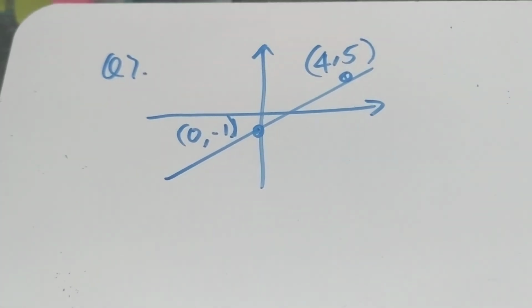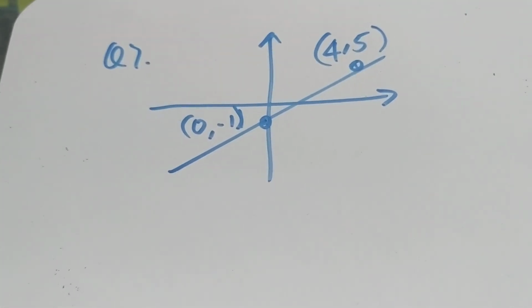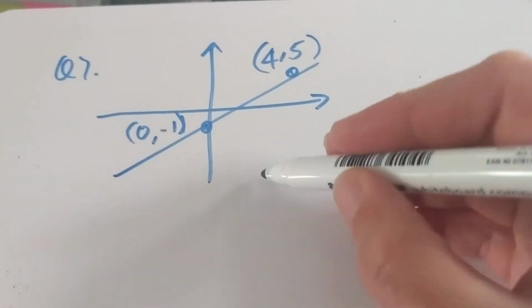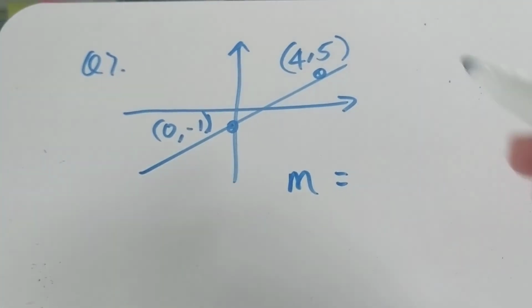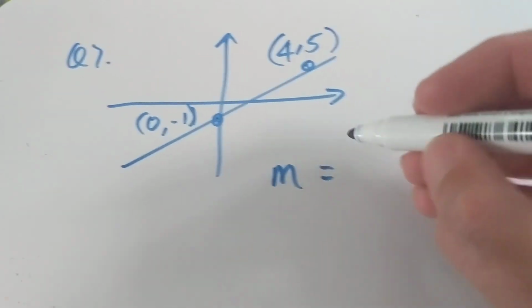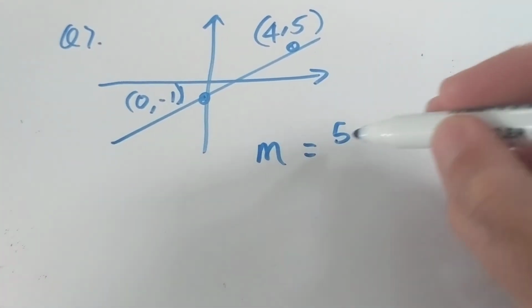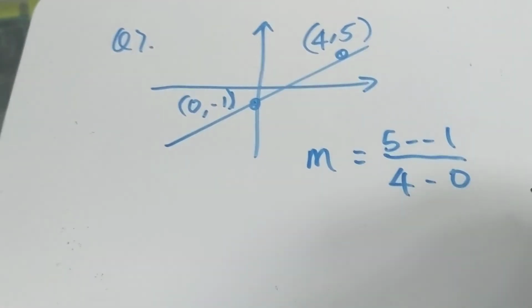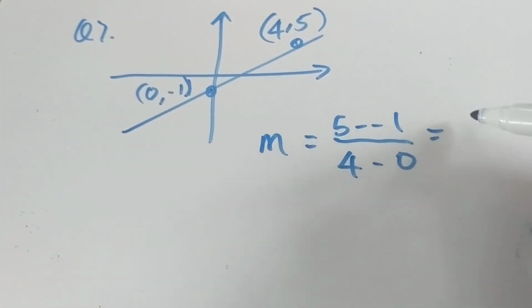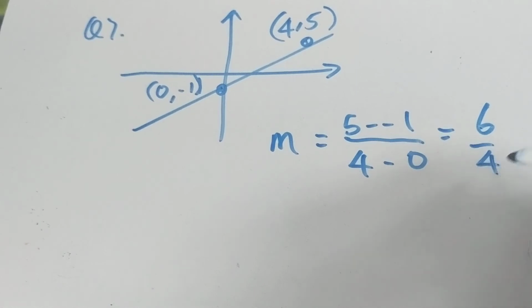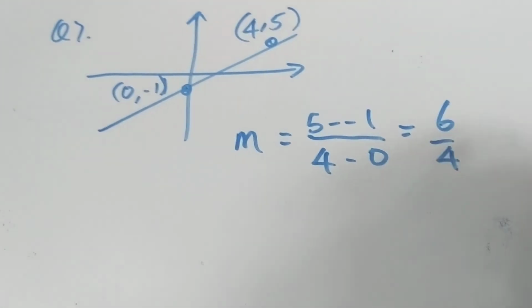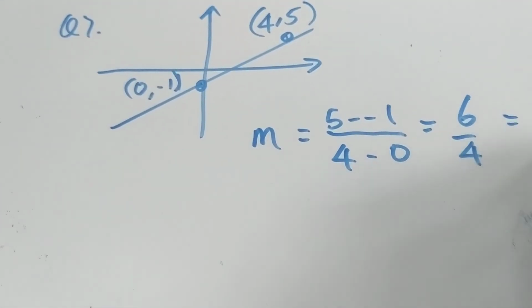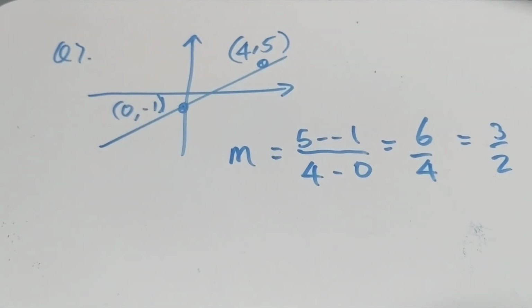Question 7 was to get the equation of this line. So to get the equation of the line, you need to get the gradient to start with, m. So it's y2 take away y1, so 5 take away negative 1 on the top, and in the bottom 4 take away 0. So that would give you 5 take away negative 1, 6 on the top, and 4 on the bottom. 6 over 4 is just the same as 3 over 2. So your gradient is 3 over 2.